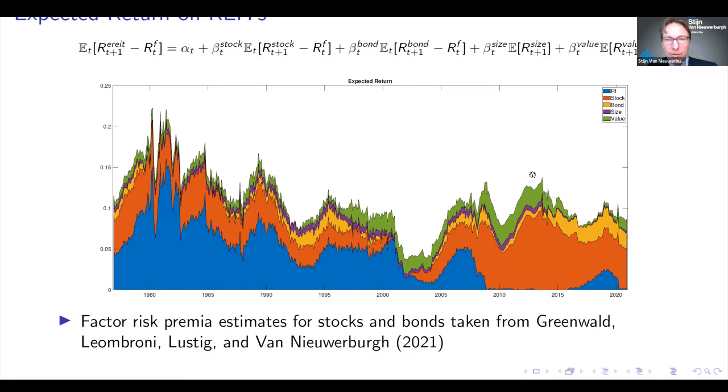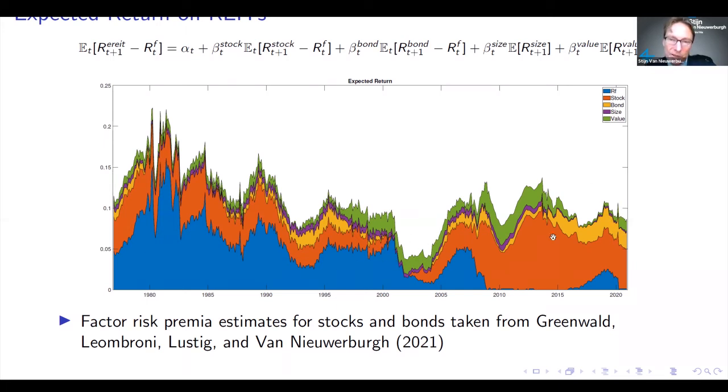And so the upper envelope of this curve traces out the expected return on REITs, how much investors should be fairly compensated when all the pricing is fair, when there's no alpha associated with REITs. And so this is the line that on average was 11% per year, but you see it has a lot of time variation. In the 80s, risk premia, the cost of equity capital for REITs, can be as high as 20%. At other times it's below 5% in the early 2000s.